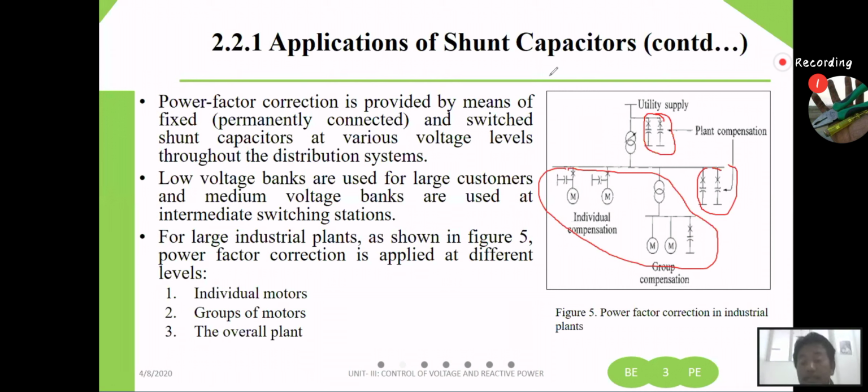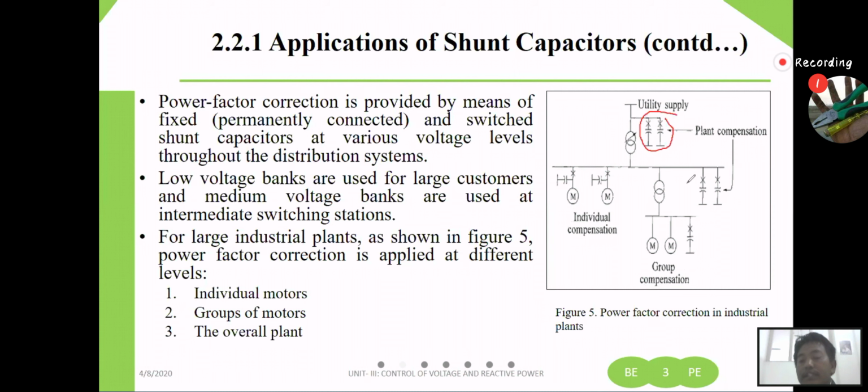So there are different ways we can do this, but the most efficient one is individual compensation. Individual compensation is good efficiency-wise, but cost-wise we will not be able to afford it. If you are not able to afford that, you can go for group compensation. You group the different motors in different locations and compensate by connecting a shunt capacitor in parallel. Then if you are not able to afford this either, you can go for whole plant compensation.